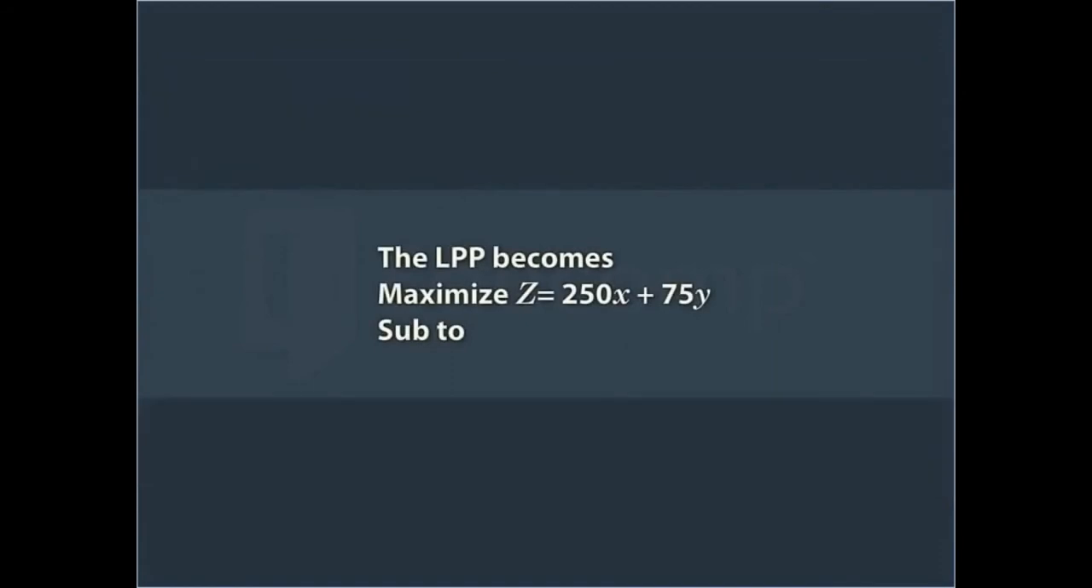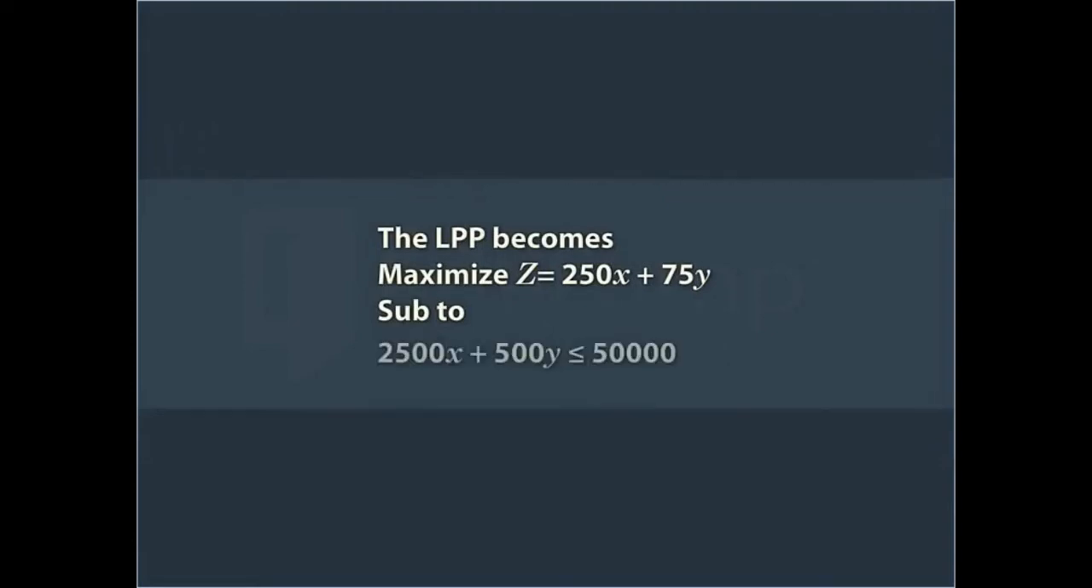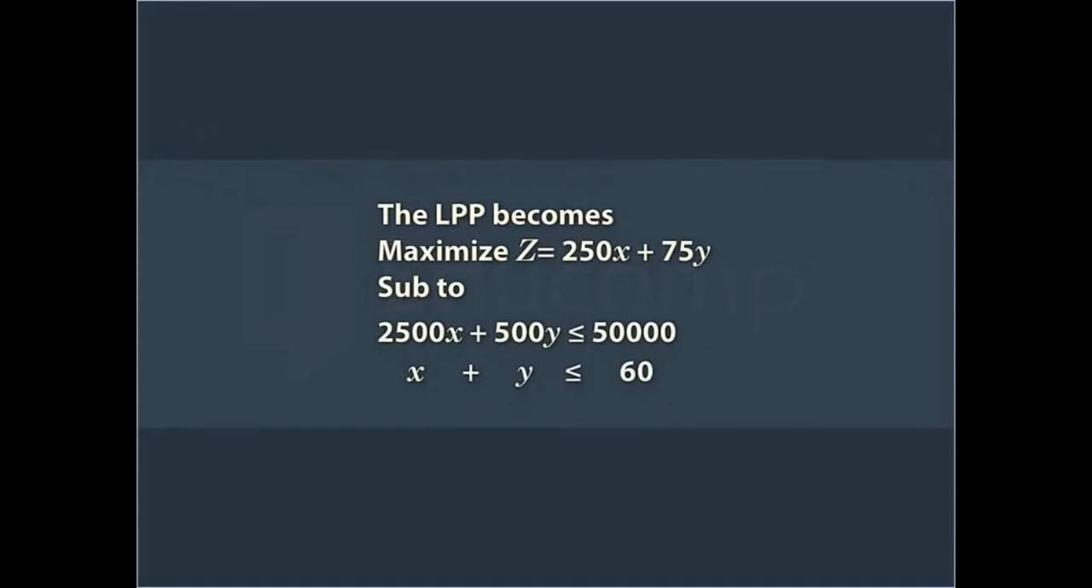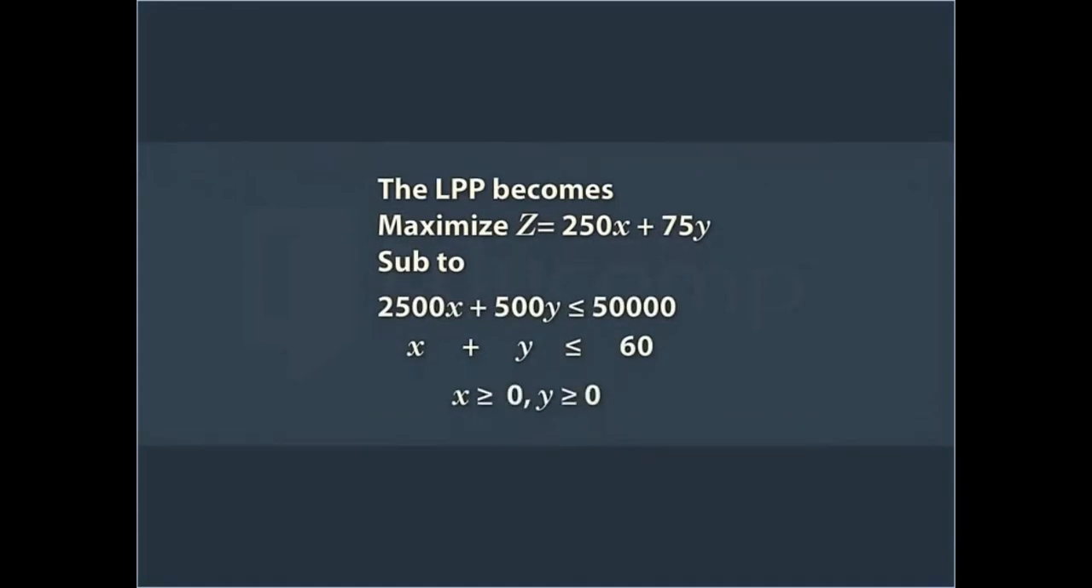The LPP becomes maximize z equals 250 into x plus 75 into y, subject to 2,500 into x plus 500 into y less or equal to 50,000, x plus y less or equal to 60, x greater or equal to 0, y greater or equal to 0.